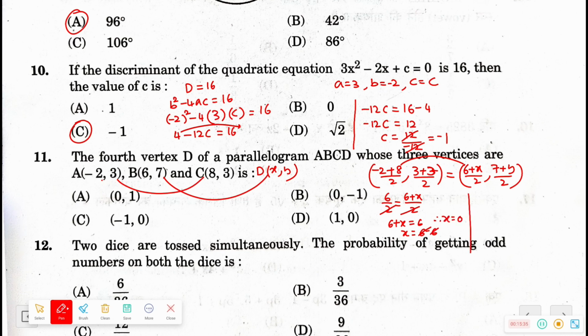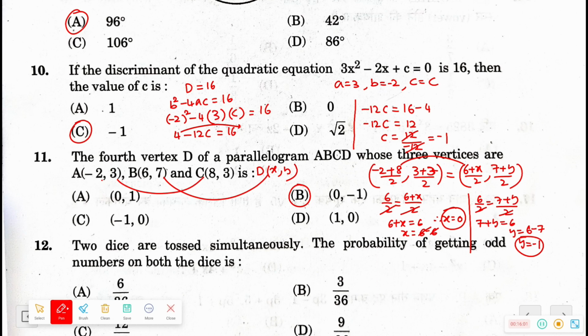Similarly, 3 plus 3, 6 by 2 again. 6 by 2 is equal to 7 plus y by 2. Again 2 cancel. We know 7 plus y is equal to 6. So y is equal to 6 minus 7, y is equal to minus 1. So y is equal to minus 1, x is equal to 0. So our point is 0 comma minus 1. 0 comma minus 1 is option B.